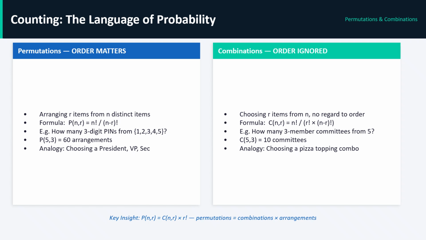One more analogy is choosing a president, vice president, and a secretary for a committee from the possible committee members. Here, the order matters a lot, and each arrangement is different from the other.